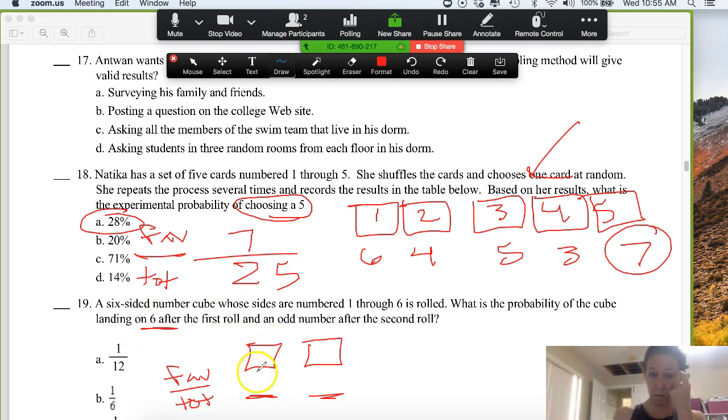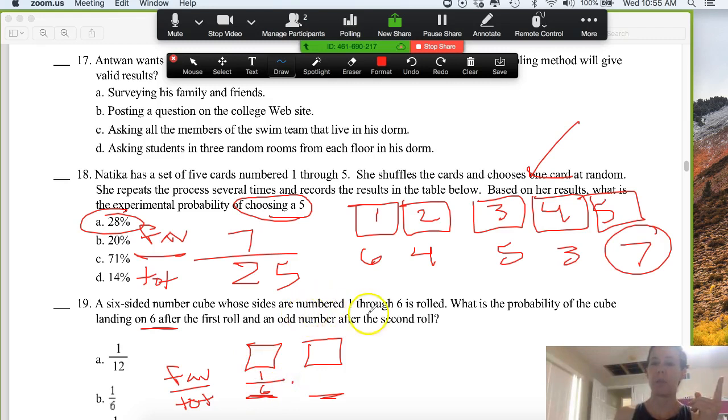That would probably be 1. There's only 1 chance to get a 6 out of 6 total chances, right? Out of the total numbers on there. So there's 1 favorable. It's 1 out of 6 choices.